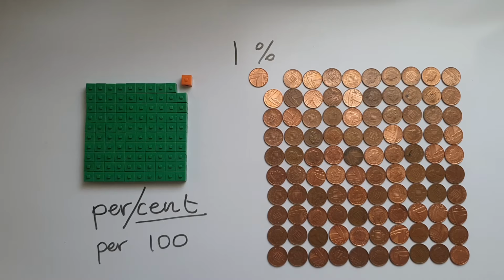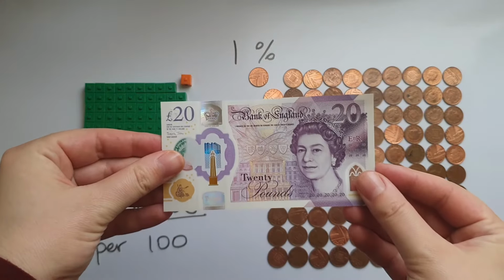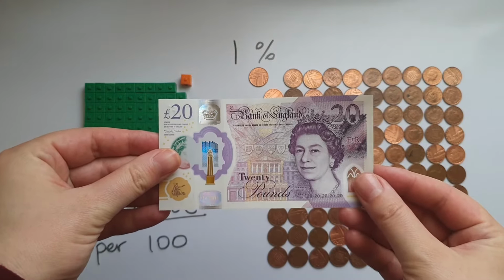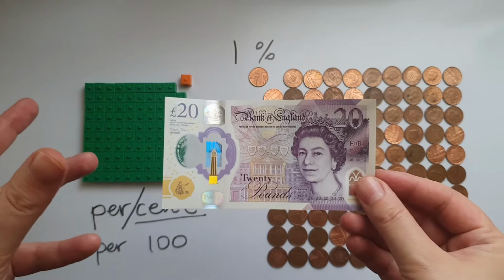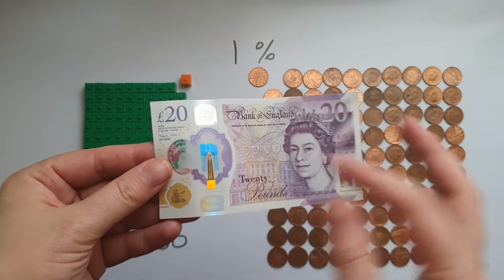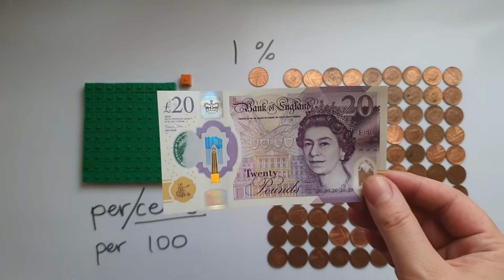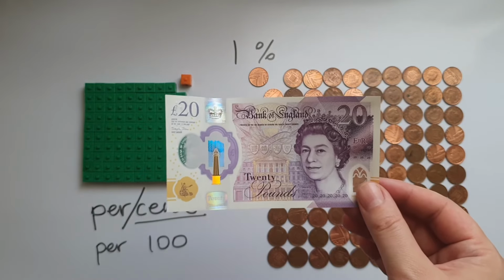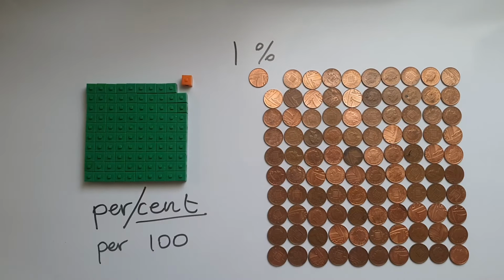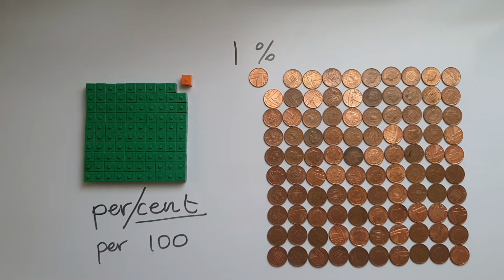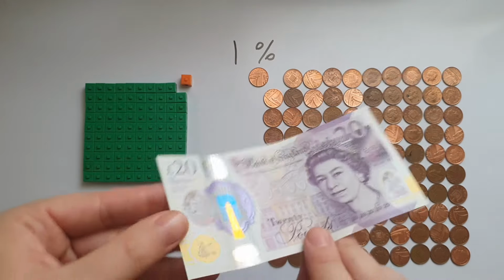So no matter the amount that you work in a percentage of, you've got to kind of split it or cut it into 100 pieces in your mind and then take the 1%. So if we have £20 and we want to get 1% of it, we've got to split this 20 into 100 pieces and just take one of them. And linking this to a pound can really help us.